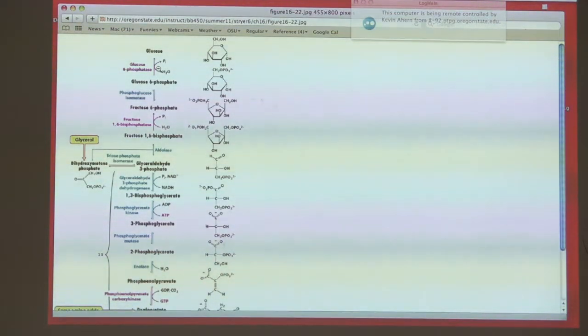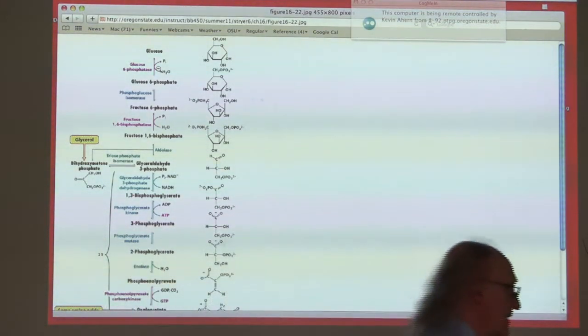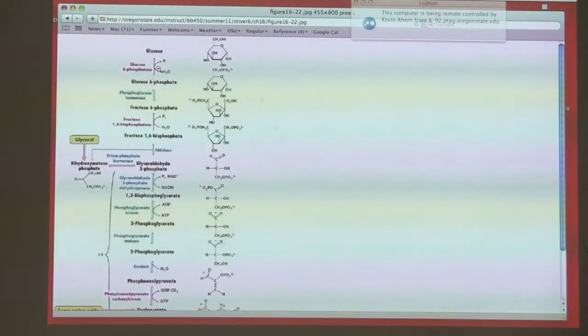Gluconeogenesis, because it uses two enzymes for that very first one, has 11 enzymes instead of 10. So there are 11 enzymes that catalyze the reactions of gluconeogenesis, starting with pyruvate. Only 10 enzymes catalyze glycolysis.